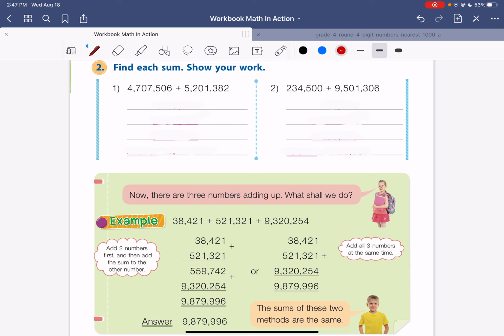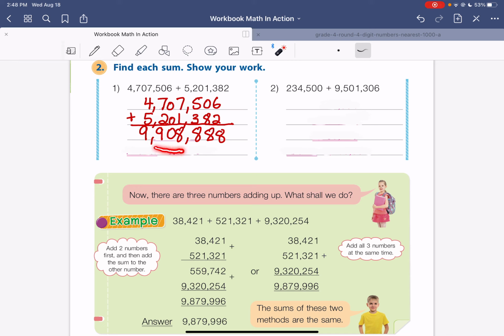4,707,506 plus 5,201,382. Add those up. 6 plus 2, we get 8. 0 plus 8, we get 8. 5 plus 3, we get 8. 7 plus 1, we get 8. 0 plus 0, 0. 7 plus 2, we get 9. 4 plus 5, we get 9. So we end up getting 9,908,888.